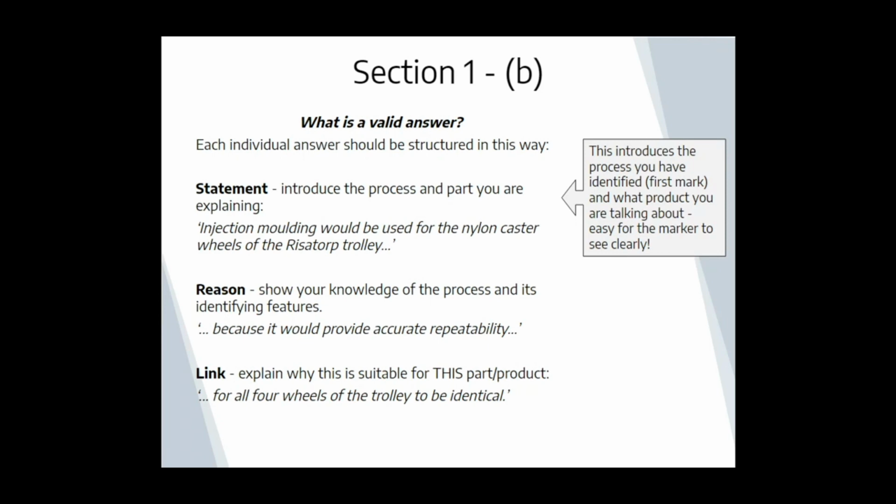Your next stage is to give your reason. So this is where you're going to show your knowledge of the process and the identifying features of that process. So for injection moulding, we know that that would provide accurate repeatability. Why do we do this? This is where you pick up your second mark.